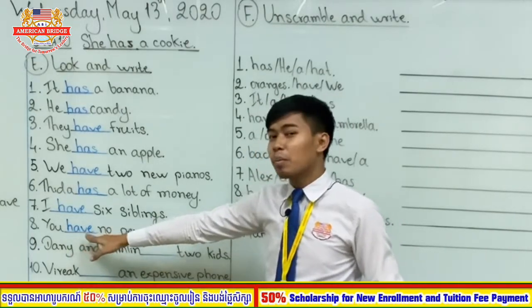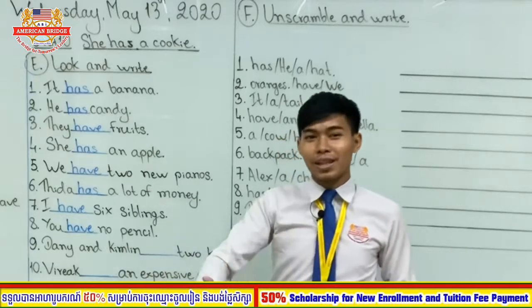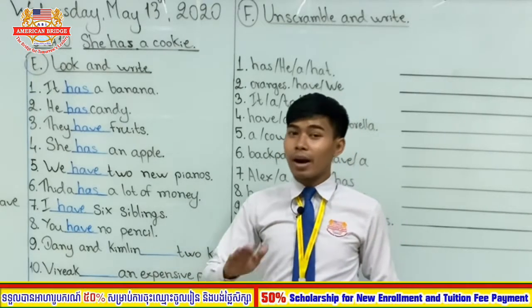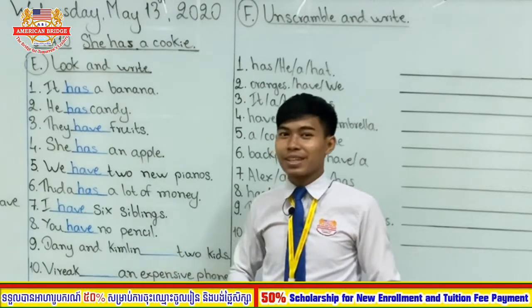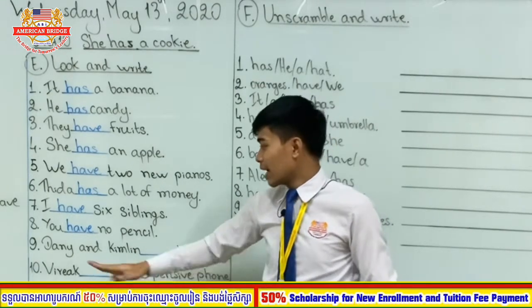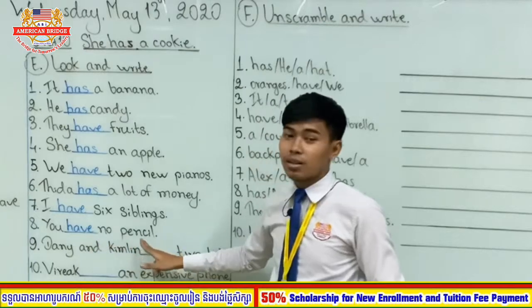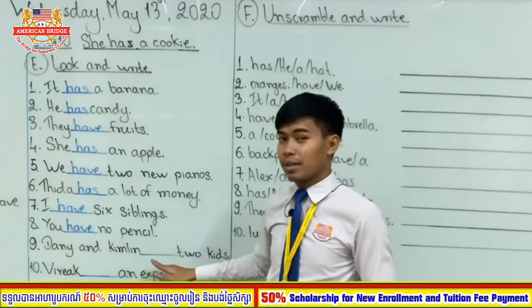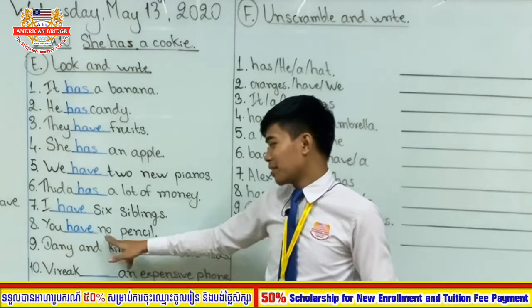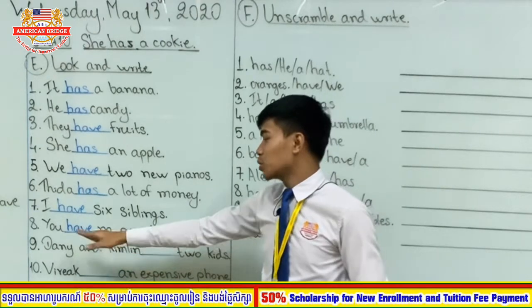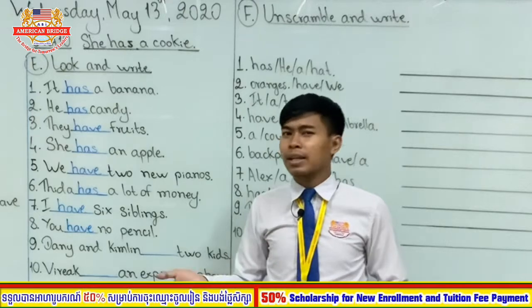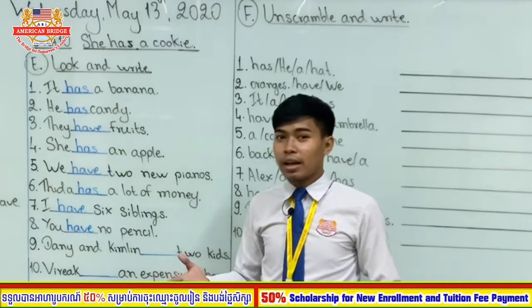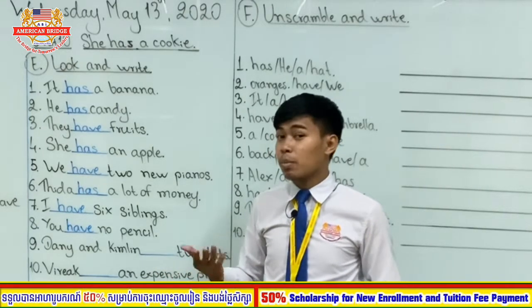You have no pencil means you don't have a pencil. So "have no" or "has no" means "don't have" or "doesn't have." So it is not wrong, it is correct. You have no pencil, it means you don't have a pencil. Example: I have no money to buy a new phone. It means I don't have money to buy a new phone.